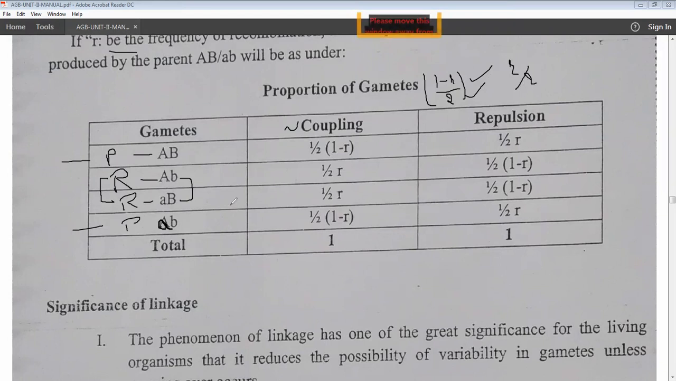Okay, if you just check the repulsion form, then coupling and repulsion are completely opposite. If you talk about the parental, then it is half R, and if it is the recombinant, it is 1 minus R divided by 2. Okay, so these are the proportions of gametes.